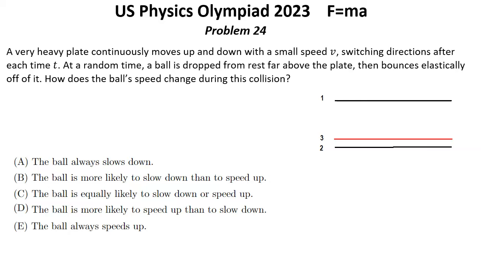So it means that the probability of colliding with the plate when it's going up is greater than the probability when the plate is going down from position 1 to position 3. That means the correct answer is D. The ball is more likely to speed up than slow down.